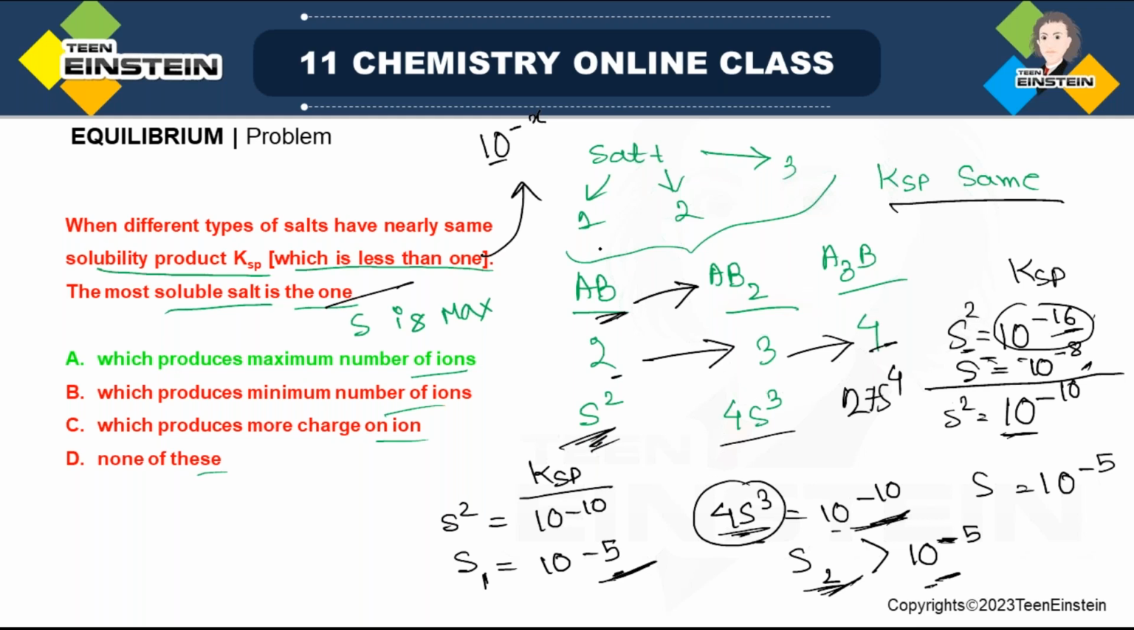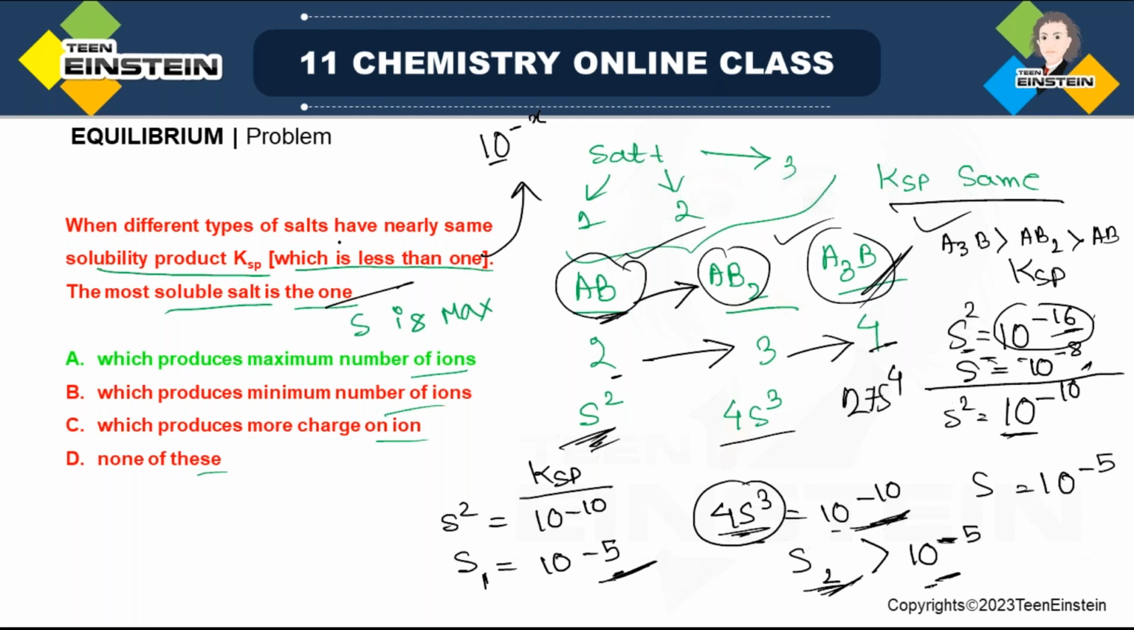The same problem can be constructed in a different way. Suppose it is framed in a way where three different formulas are given, and it is asking that for all these three formulas, with the same Ksp value, in which formula is the solubility maximum. So it will be this one. Or there may be, suppose, an order, which will have maximum solubility. So it will be A3B, then AB2, and then AB. So the same concept question may be framed in a different way, and you have to be aware of this.